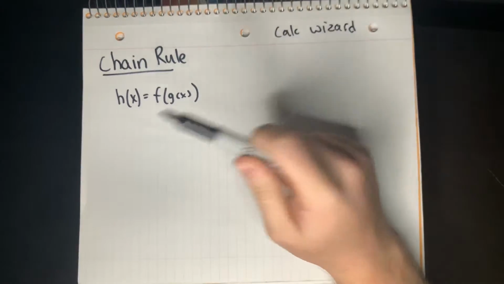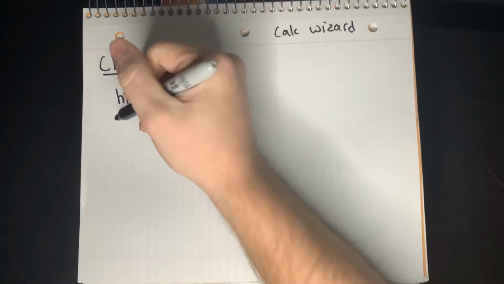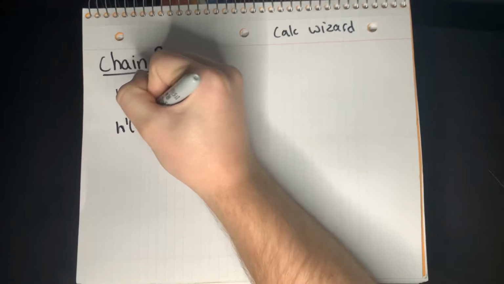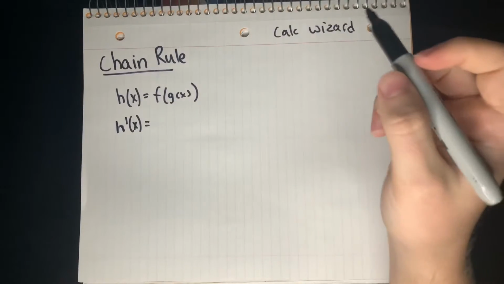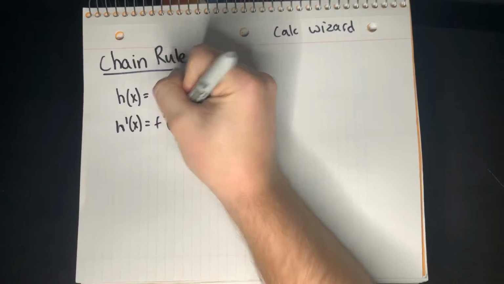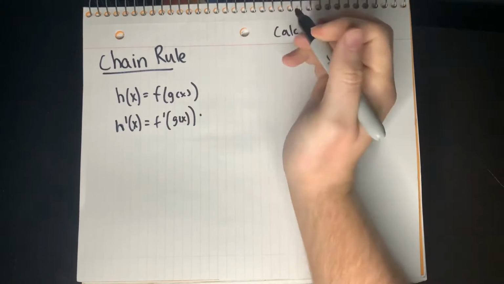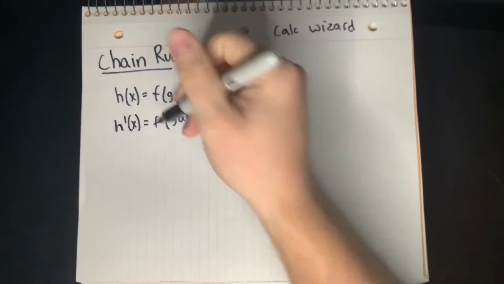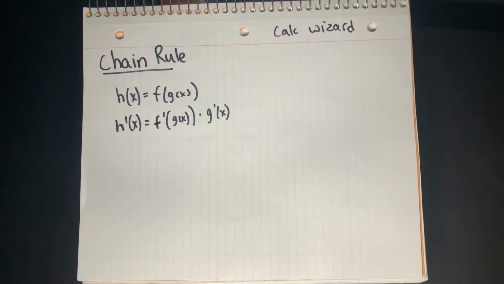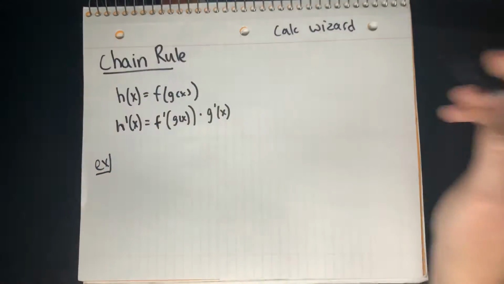So if we have this textbook example, h of x equaling f of g of x, we're going to take the derivative. We're going to try to find h prime of x. We're going to take the derivative of the outer function, leaving the inner function the same, multiplied by the inner function's derivative, so g prime of x. Okay, so that's kind of like the textbook example of how you do derivatives when we need to do a chain rule. So we're going to do other examples.